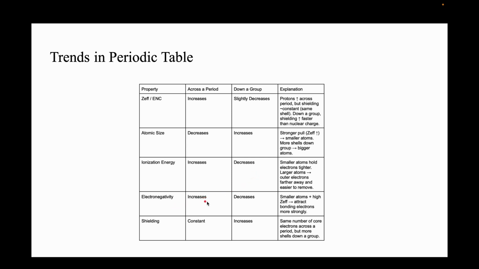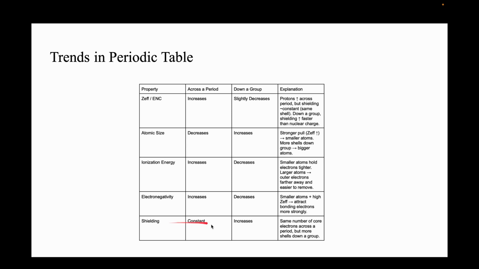Electronegativity. It increases across a period and decreases down a group. This may not always be the case because electronegativity increases towards fluorine, so even though I put increases and decreases, this might not be completely reliable. Just know that fluorine has the highest electronegativity, and for every element, electronegativity increases towards fluorine.